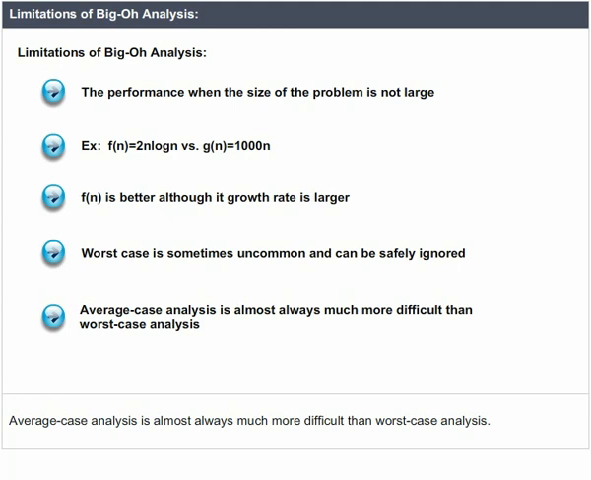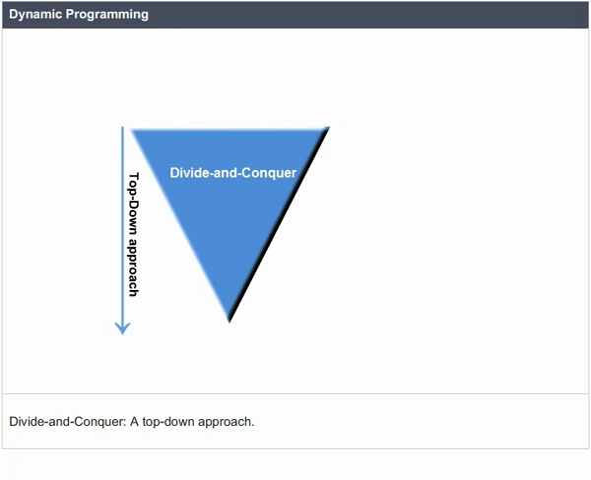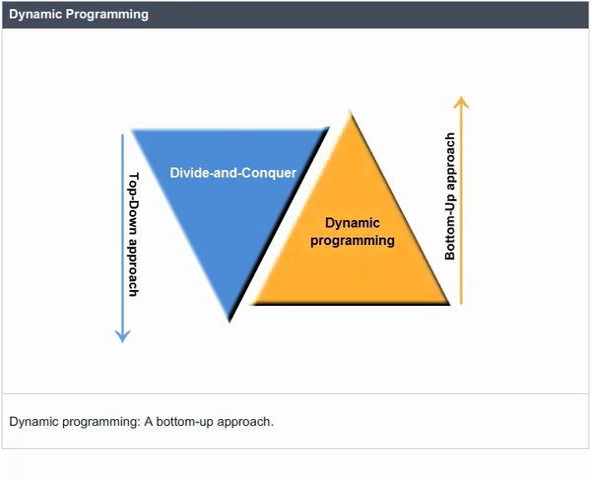Dynamic programming. Divide and conquer, a top-down approach. Many smaller instances are computed more than once. Dynamic programming, a bottom-up approach. Solutions for smaller instances are stored in a table for later use.